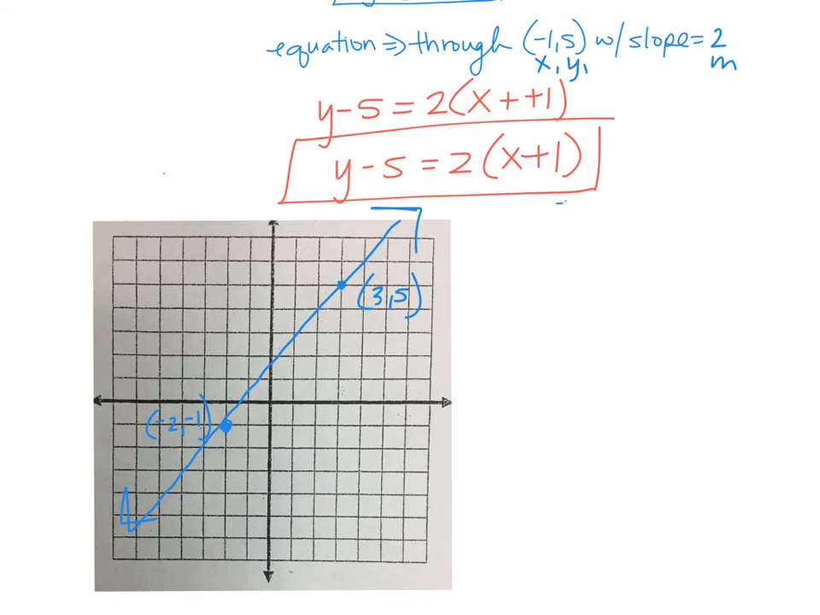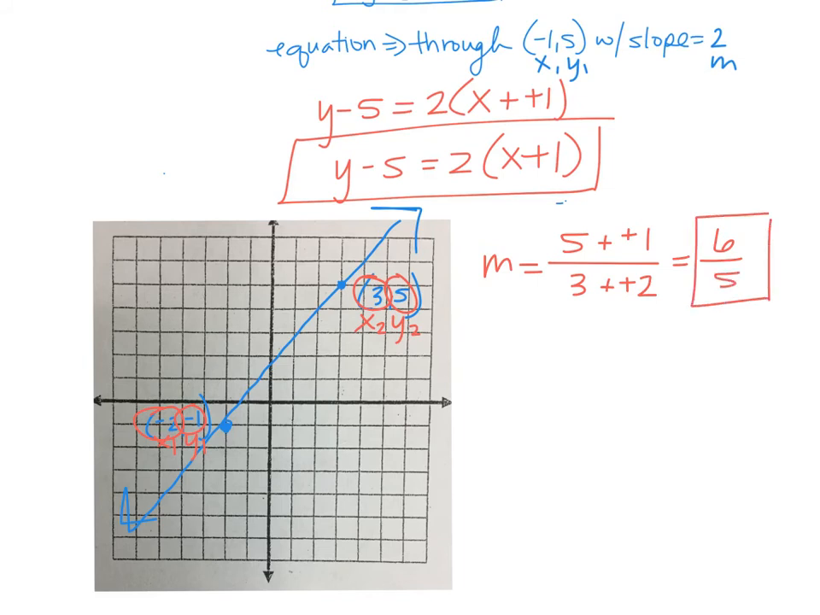So if I say this is x1, y1, and this is x2, y2, we're going to start by finding the slope, which would be y2, which is 5, minus y1, which is a negative 1, over x2, which is 3, minus x1, which is negative 2. So if we simplify that, minus a negative is plus a positive, plus the positive, we get 6 over 5. Okay, that's our slope.